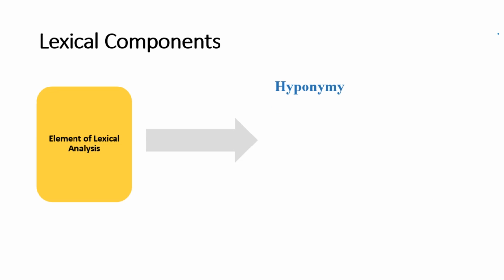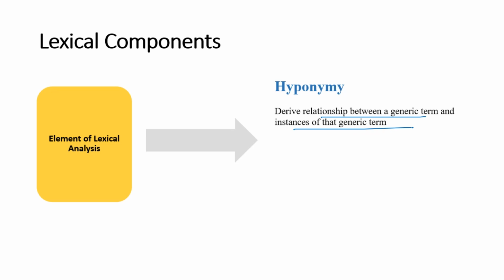The first element of lexical analysis is hypernymy. What hypernymy is, is that it tries to derive the relationship between the generic and its instances. It means there is a word called color, and there are different instances like purple, blue, green. All those things are instances of the main class called color. So this is called hypernymy basically.